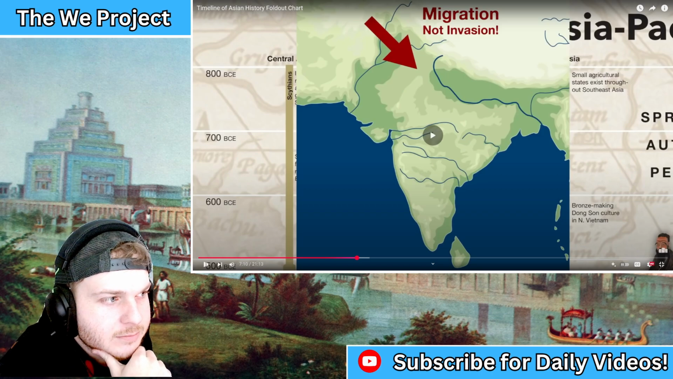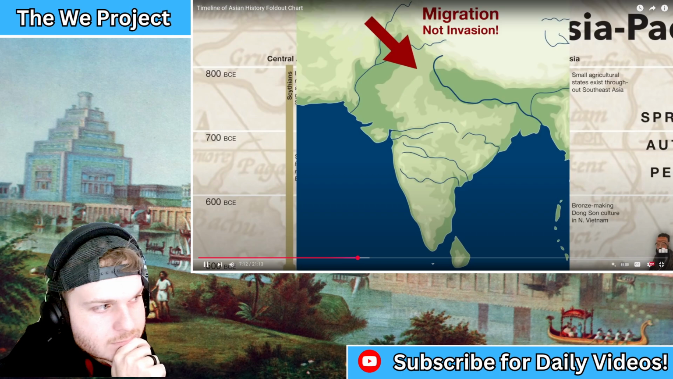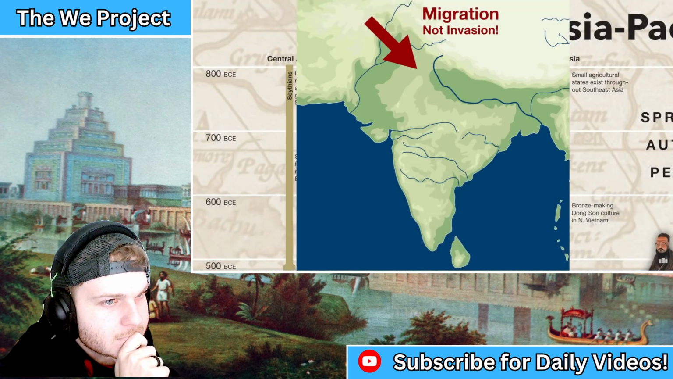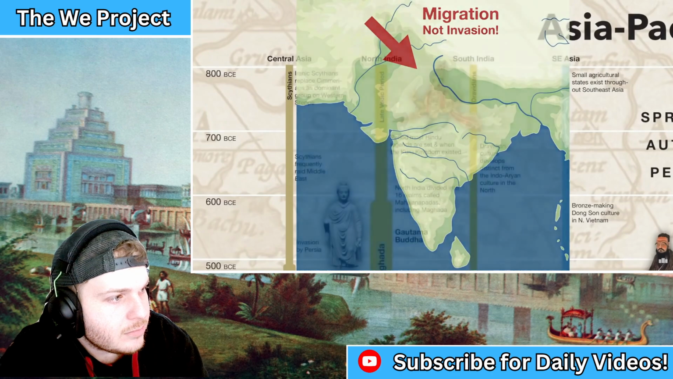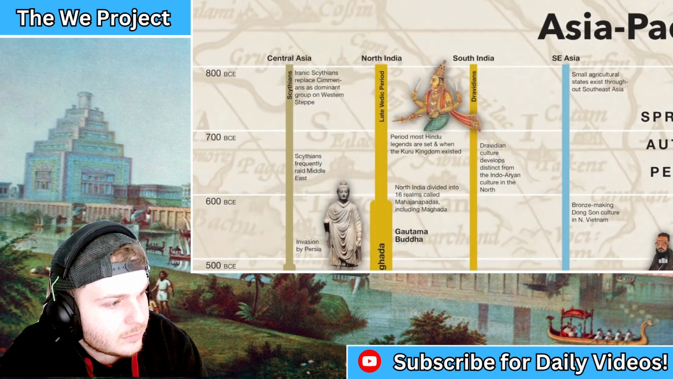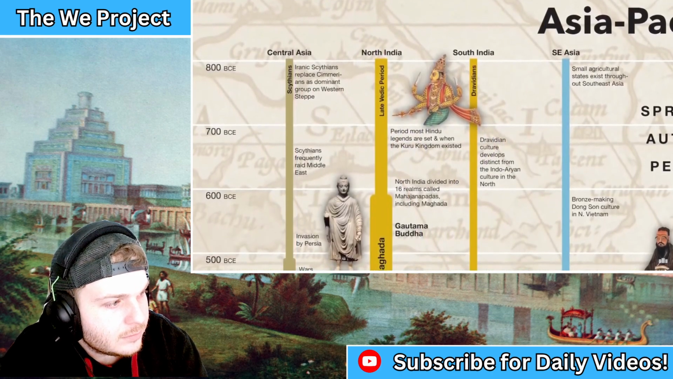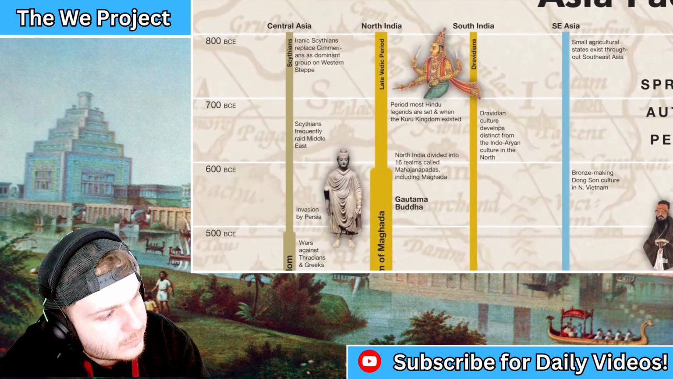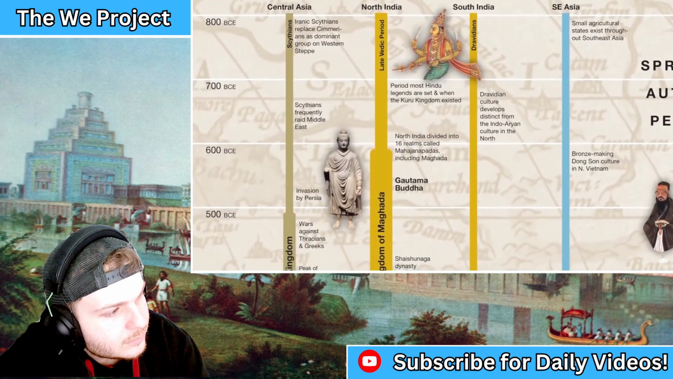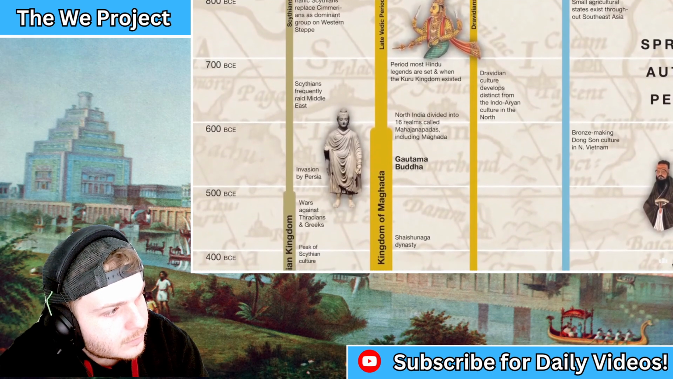Very interesting. These newcomers likely intermixed with those already living in India to create the unique Vedic culture that existed in northern India in 800 BCE. With that out of the way, we can now talk about the history of India. By the late Vedic period, there were 16 small kingdoms or republics in North India known as the Mahajanapadas.